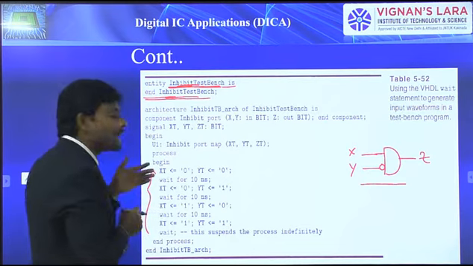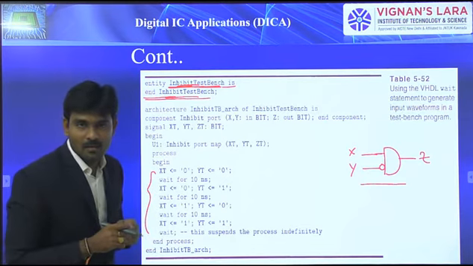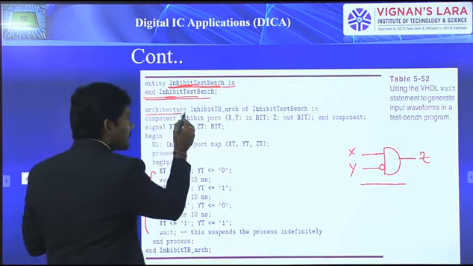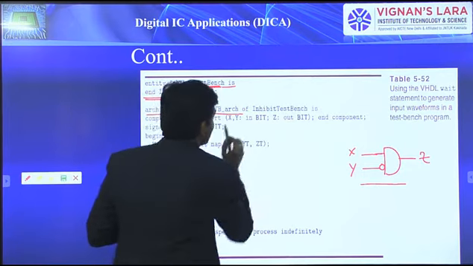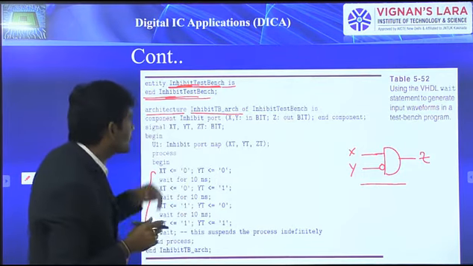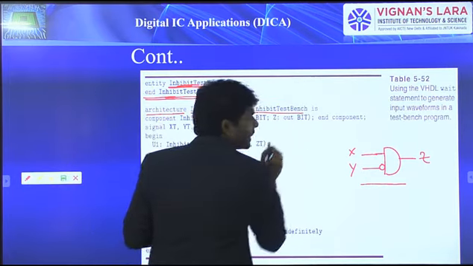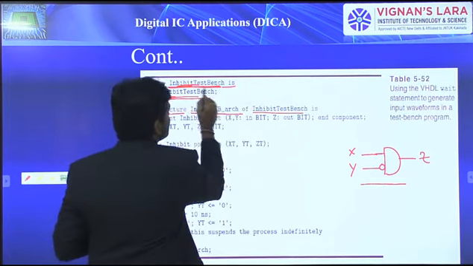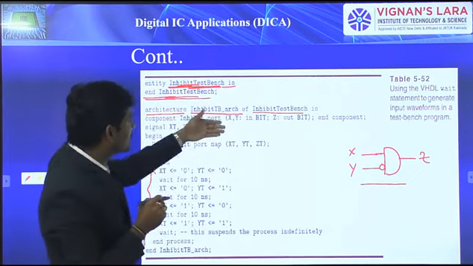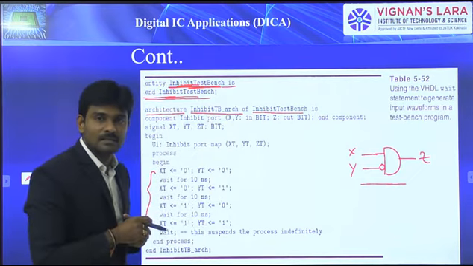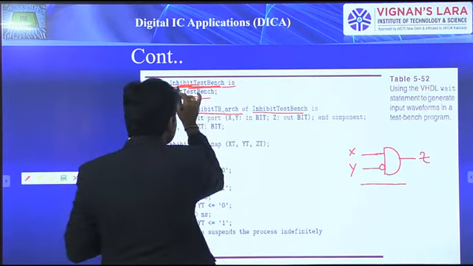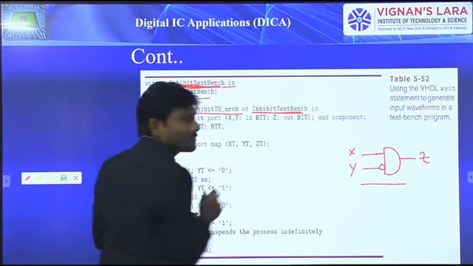Next, coming to the architecture definition. It starts with the keyword architecture, then the architecture name. As a common practice, inhibit testbench underscore arc of entity name. The entity name must match this one, and only then do we know that this architecture belongs to that particular test bench. So this name must appear over here.